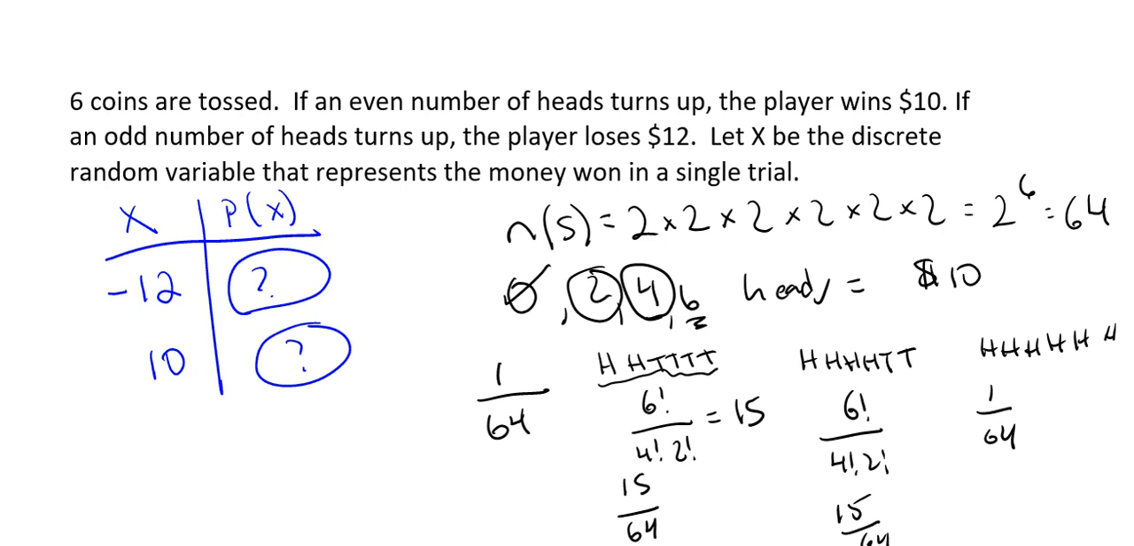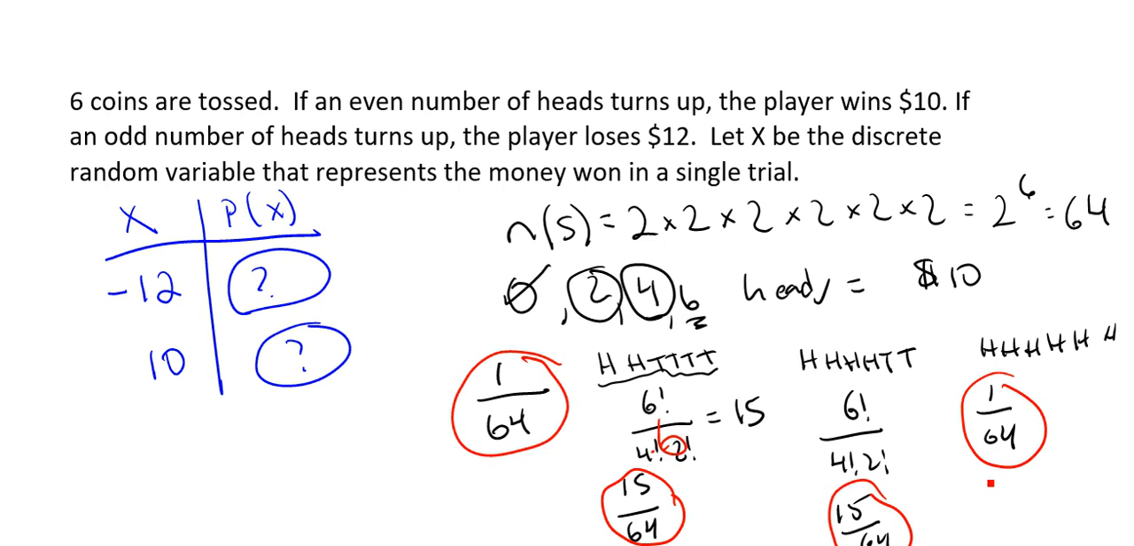So in order to get an even number, I need to have 0 heads, which is 1 out of 64. I need to add the probability of 0 heads, the probability of 2 heads, the probability of 4 heads, and the probability of 6 heads. So if I added all those numbers together, I would get 32 out of 64. So the probability of getting $10 is 32 out of 64.